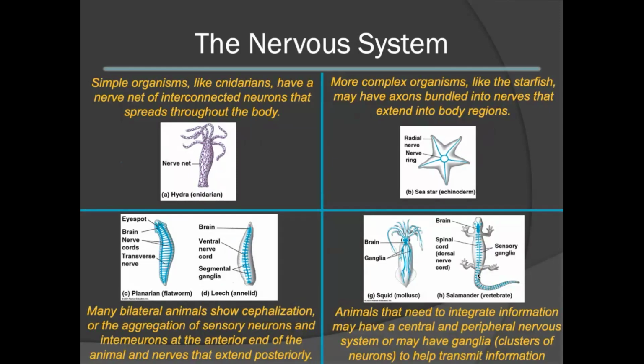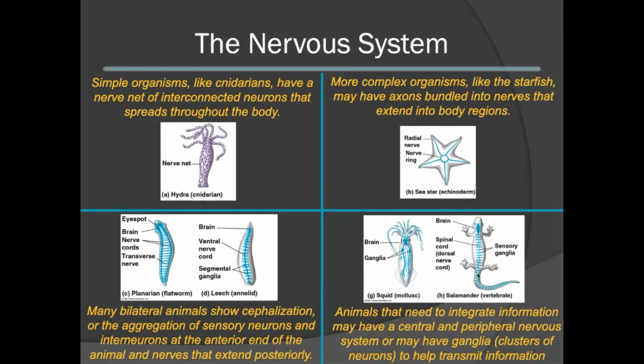Simple organisms like Hydra and cnidarians have a nerve net of interconnected neurons that helps to spread information throughout the body. More complex organisms like the starfish may have their axons bundled into nerves that extend into various body regions. This can be seen in the presence of a nerve ring as well as the radial nerves that extend into the arms of the starfish.